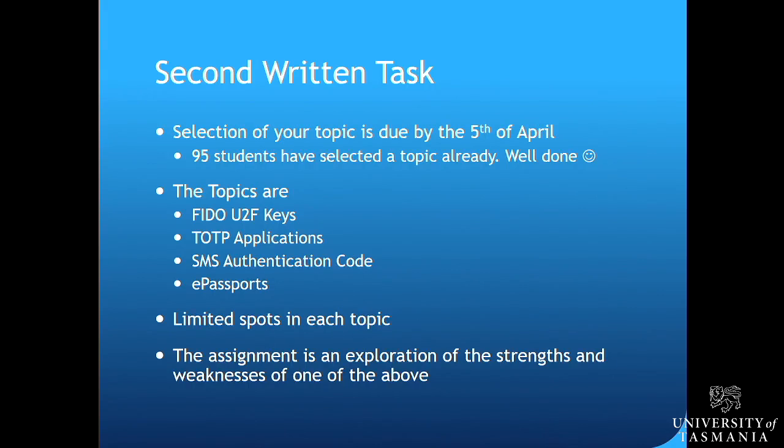And SMS authentication code, there's lots of weaknesses and discussion about how poor those are. It's really easy to flog people's authentication codes. So choose a topic by the 5th, get working on it, looking at the strengths and weaknesses there. It's a fairly straightforward little assignment.